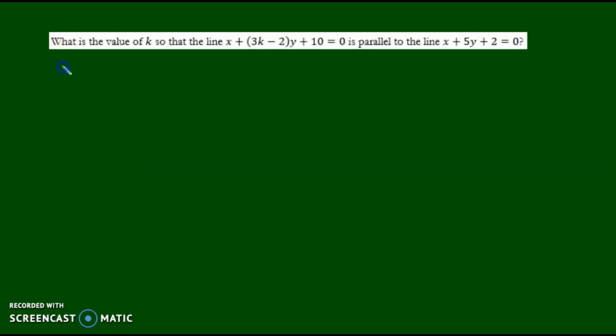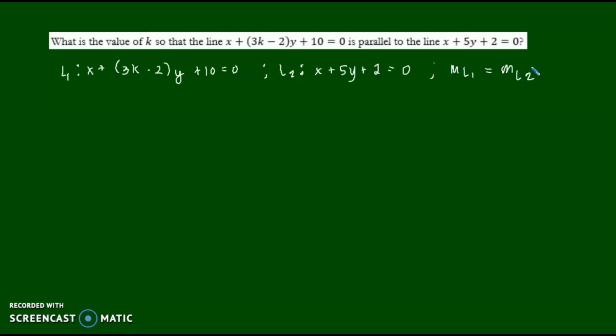So let line 1 be the line x plus the quantity of 3k minus 2, close quantity, y plus 10 equals 0, and line 2 be the line x plus 5y plus 2 equals 0. Now, since the two lines are parallel, it follows that the slope of line 1 is equal to the slope of line 2. Okay, so we need to find the slope of each line.